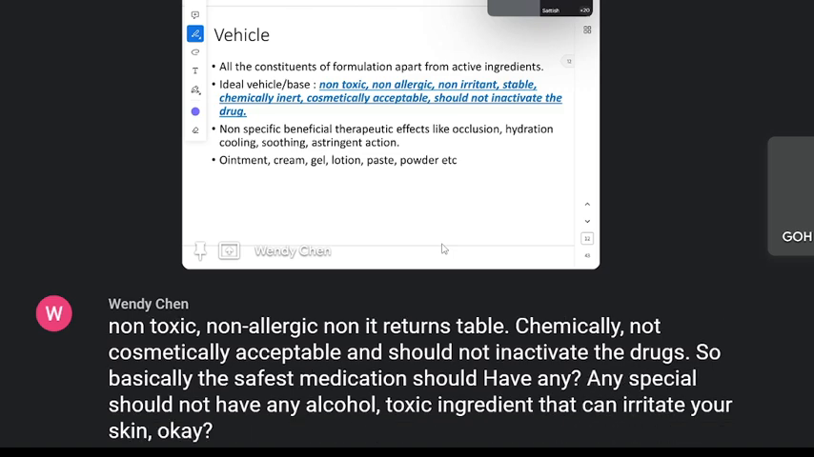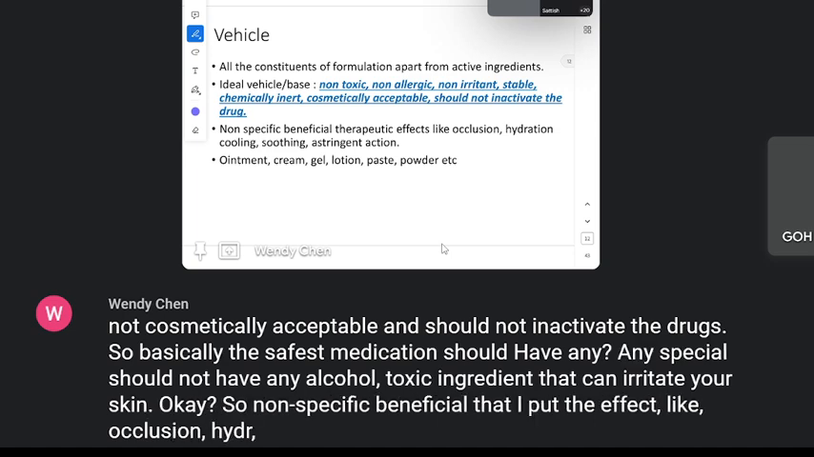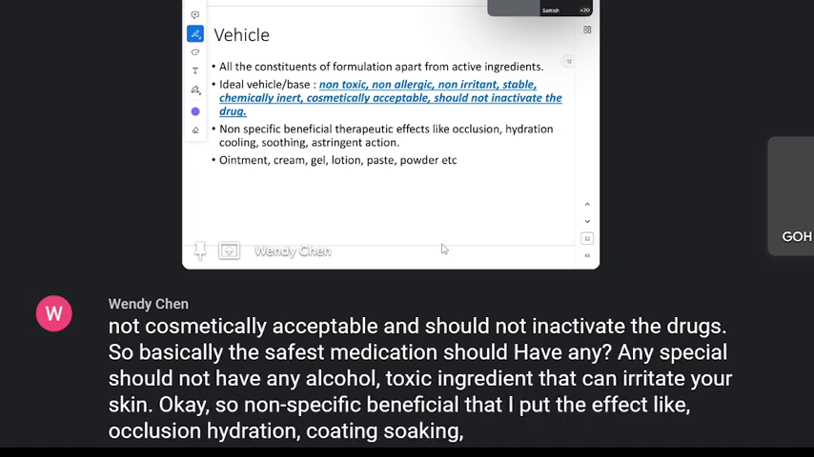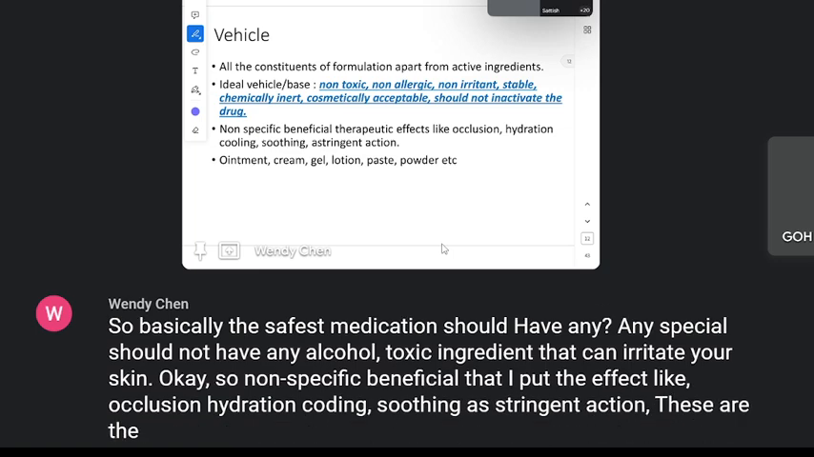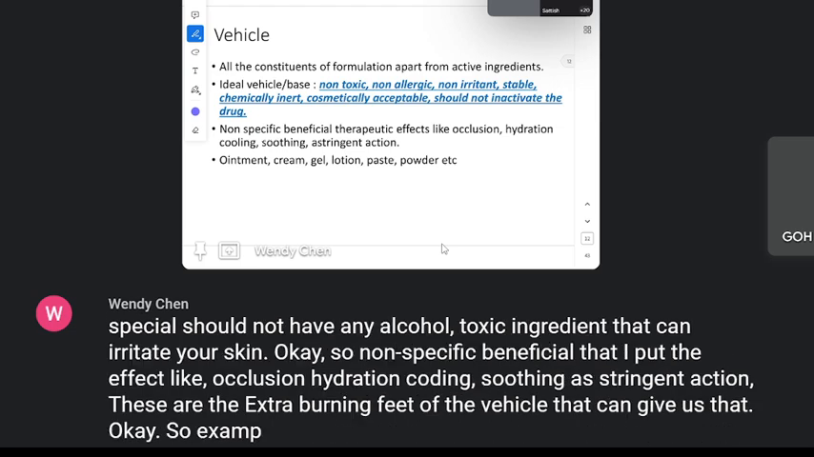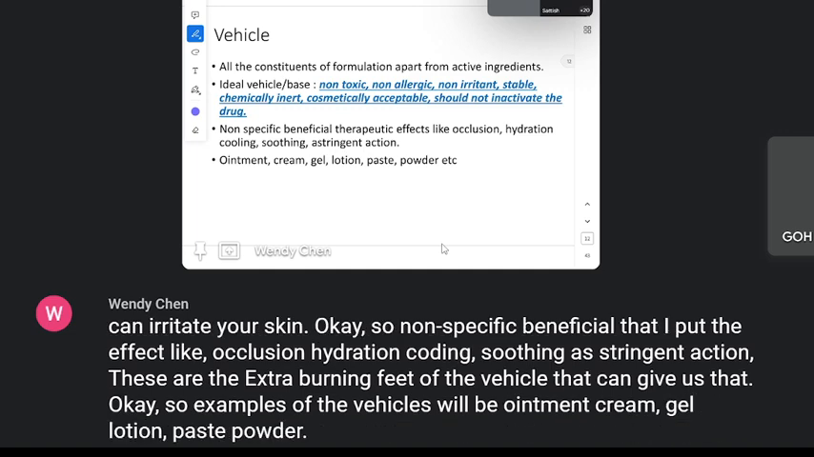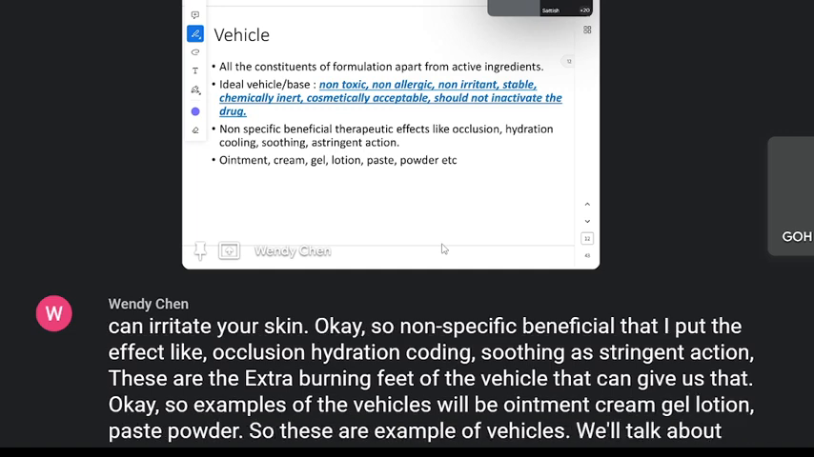irritate your skin. Okay, it can also have non-specific beneficial therapeutic effects like occlusion, hydration, cooling, soothing, and astringent action. These are the extra benefits that the vehicle can give us. Examples of the vehicles will be ointment, cream, gel, lotion, paste, powder. So these are the examples of the vehicles. We'll talk about these in detail.